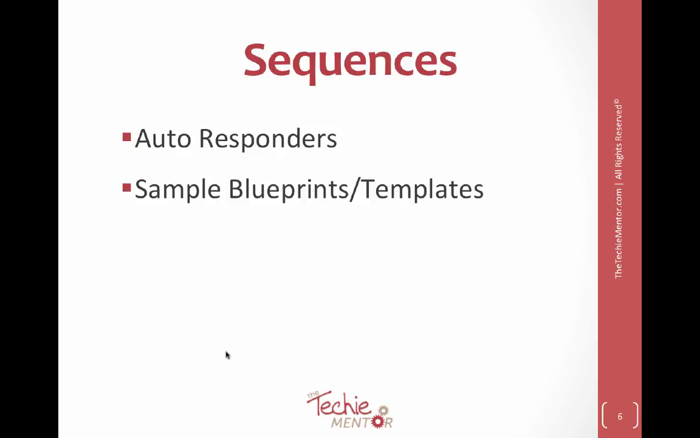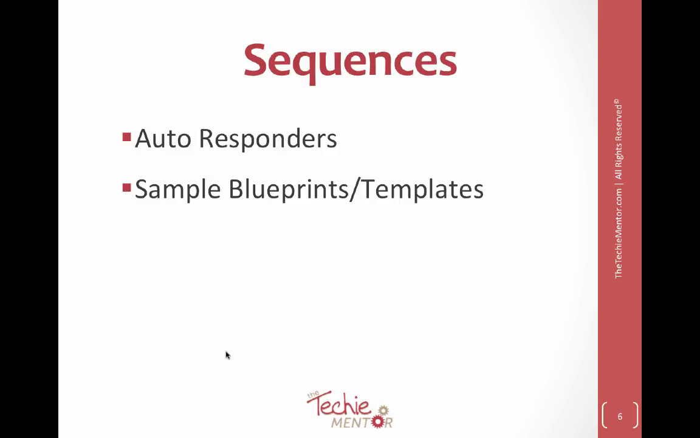Save yourself some money. Again, sequences are autoresponders. An autoresponder is based on a trigger. Something happens, somebody purchased something, somebody signs up for something, and then there's a series, or a sequence if you will, of things that happen.